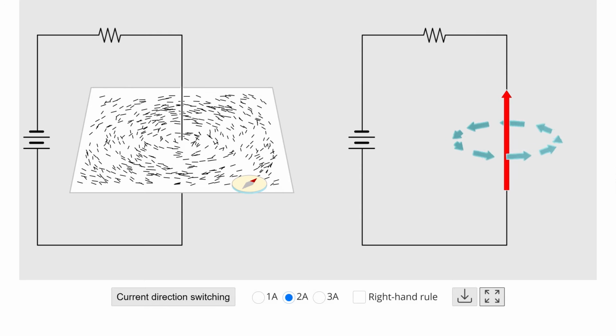So the first thing that I want you to notice is that on the simulation, we've got the option of indicating the direction of the magnetic field. And we recognize that it's in that circular motion. We recognize the circular pattern on this side. Let's see if we can use the right-hand rule to show that.